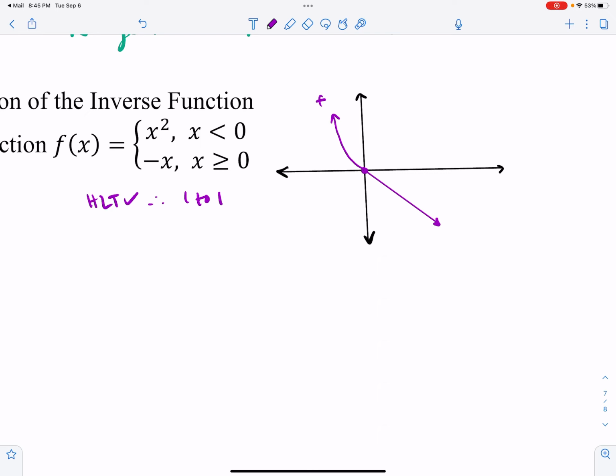Okay, it looks like the domain and the range would be all real numbers.